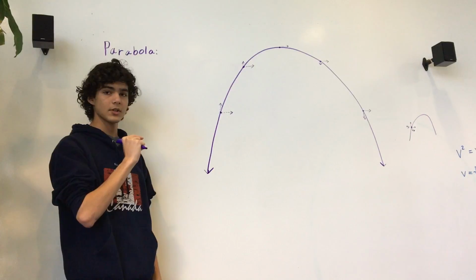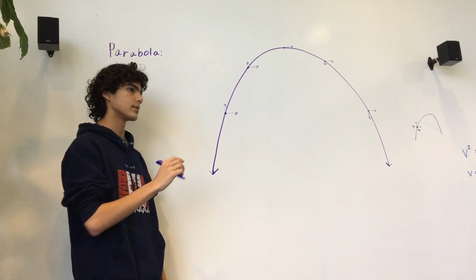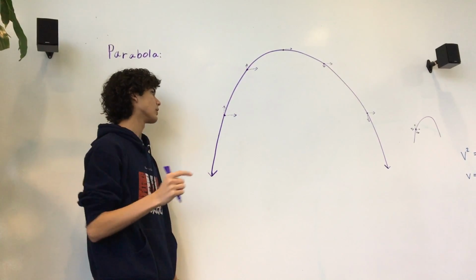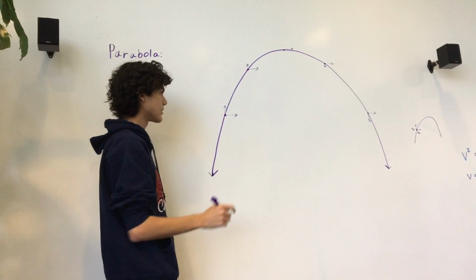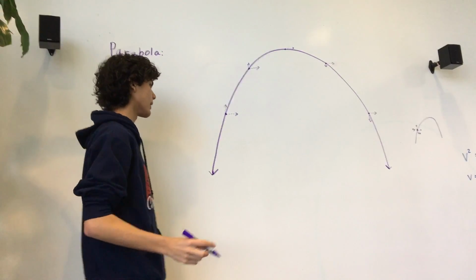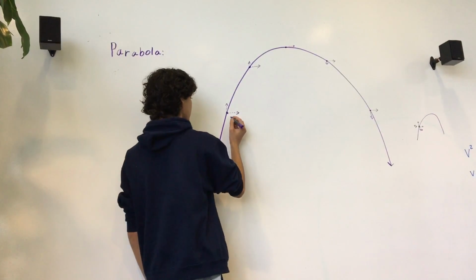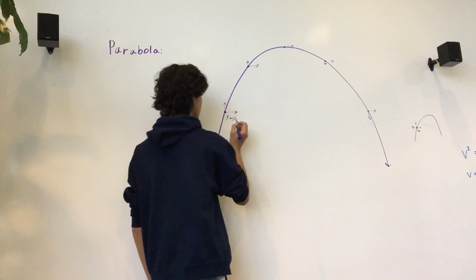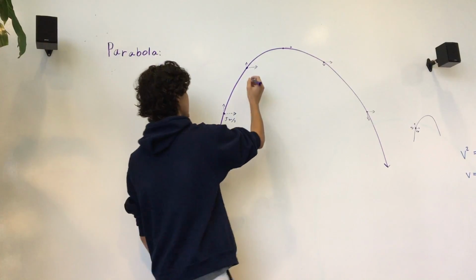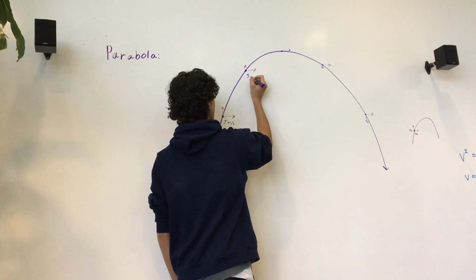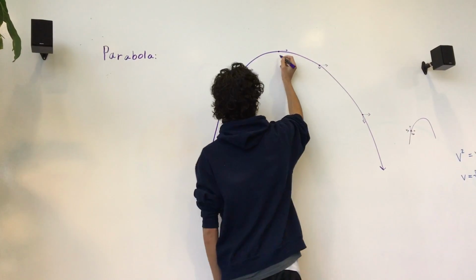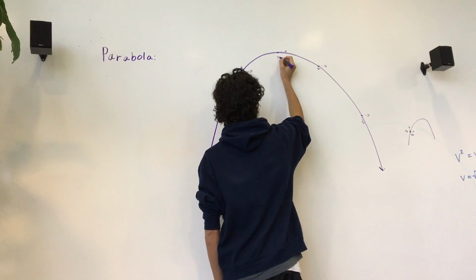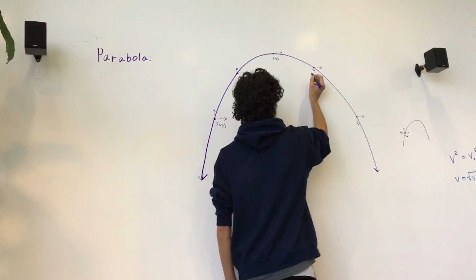The horizontal speed of the object is indicated by the length of the horizontal arrow. So notice how it stays the same throughout the entire flight. So let's say this object is going at 5 meters per second throughout the entire thing. So here, it will also be going at 5 meters per second, as well as here, and here.